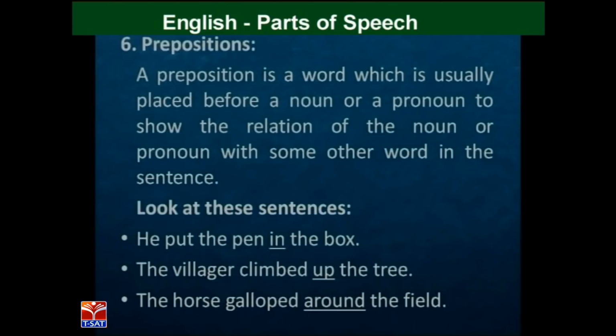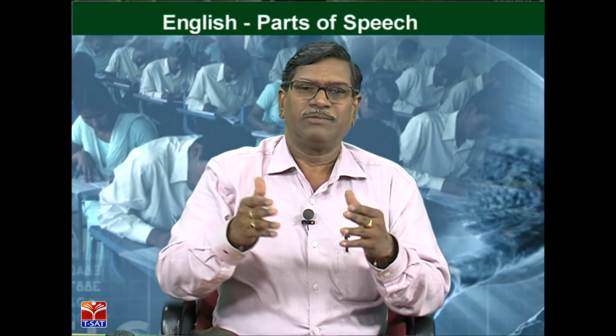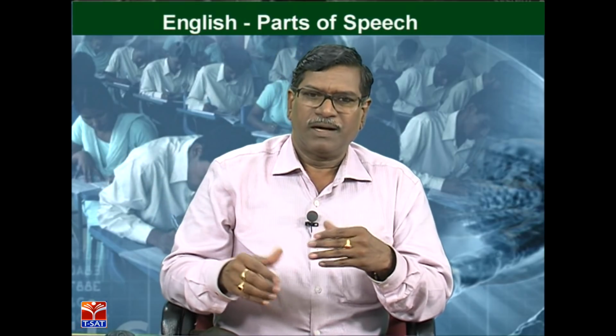పెన్ ఈజ్ ఇన్ ద బాక్స్. హీ పుట్ ద పెన్ ఇన్ ద బాక్స్. లైక్ వైజ్ విలేజర్ క్లైంబ్డ్ అప్ ది ట్రీ. అప్ ది ట్రీ, ఆ ట్రీ ముందు వచ్చిన అప్ అనేటువంటి ప్రపోజిషన్ ఆ విలేజరు క్లైంబ్ చేశాడు. ఆ విలేజరు క్లైంబ్ ట్రీని, వాటి మధ్య సంబంధాన్ని ఎస్టాబ్లిష్ చేస్తుంది. అలాగే నెక్స్ట్ కంజంక్షన్స్. కంజంక్షన్స్ అనే పదాలు పదాల్ని ఫ్రేజుల్ని క్లాజుల్ని కంబైన్ చేయడానికి ఉపయోగపడతాయి.